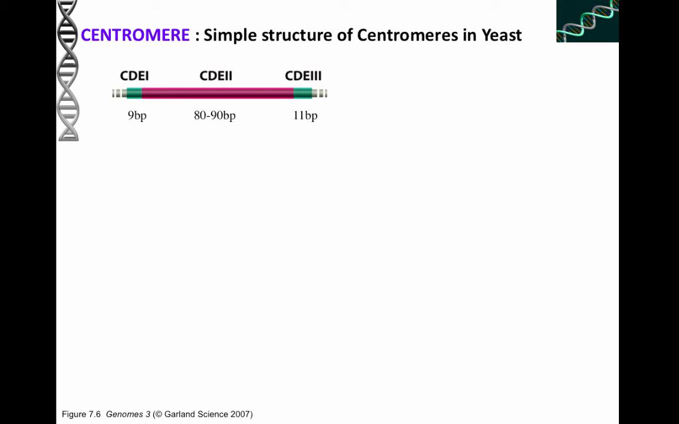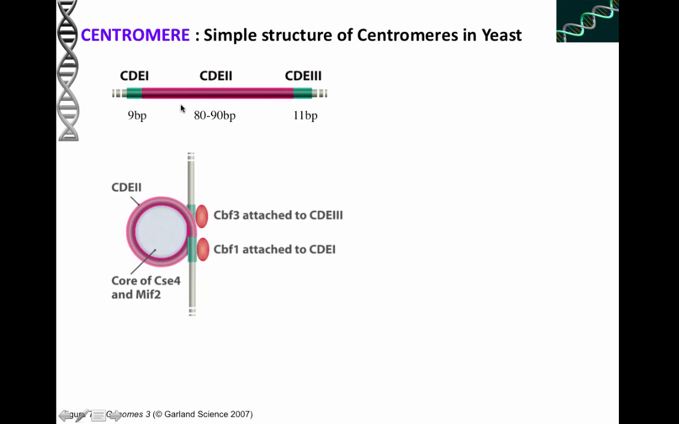The centromere structure is composed of three distinctive domains, CDE1, CDE2, and CDE3, which have different nucleotide base pair compositions. Those individual locations are recognized by specific binding proteins. For example, CDE1 is recognized by the binding protein called CBF1. CDE3 is recognized by CBF3. And the middle region, CDE2, is recognized by a protein complex.